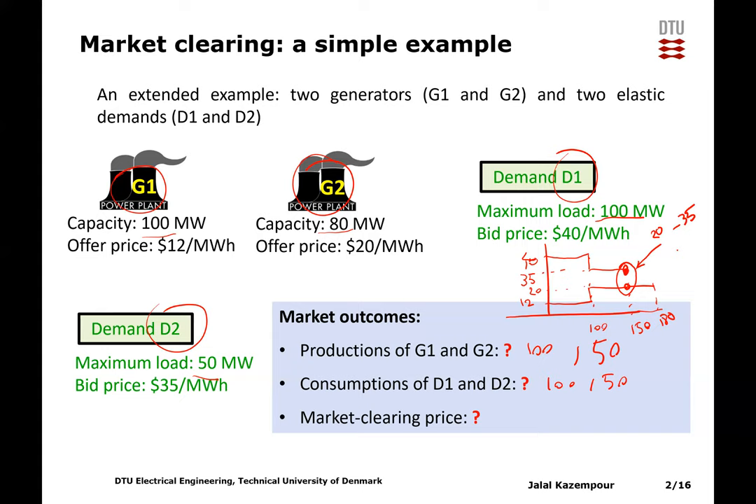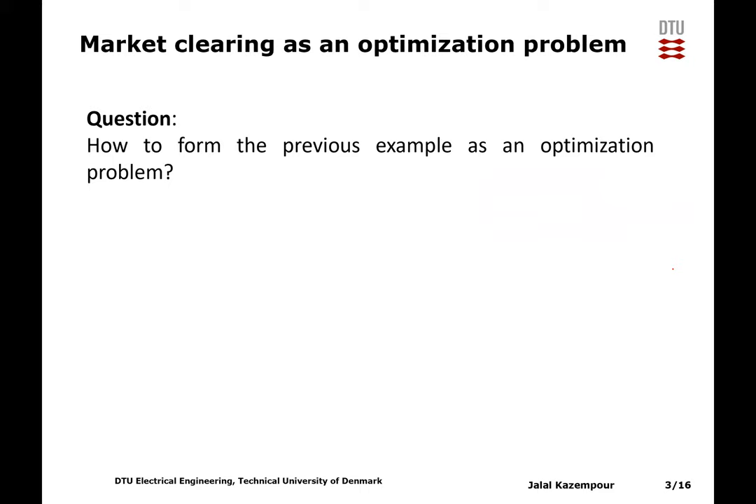Good. Yes, this is the answer. So now I have a new question for you. You cleared the market by heart in the previous slide. But now we would like to write an optimization problem for that and clear the market using an optimization problem. How can we do that? Any idea?